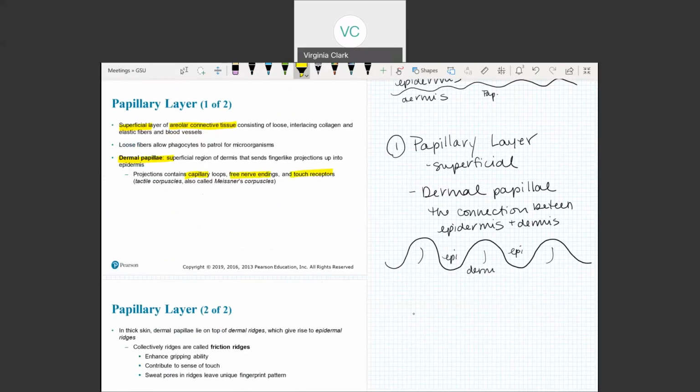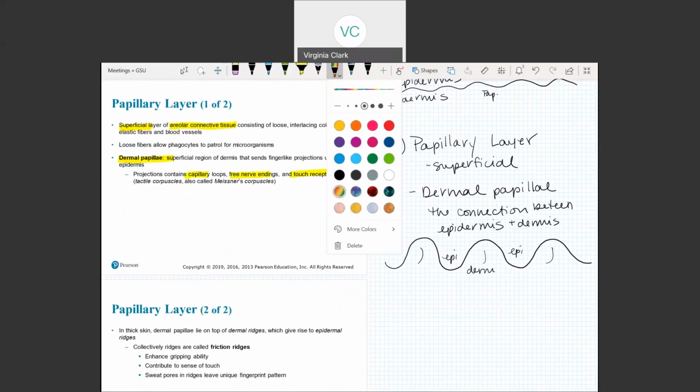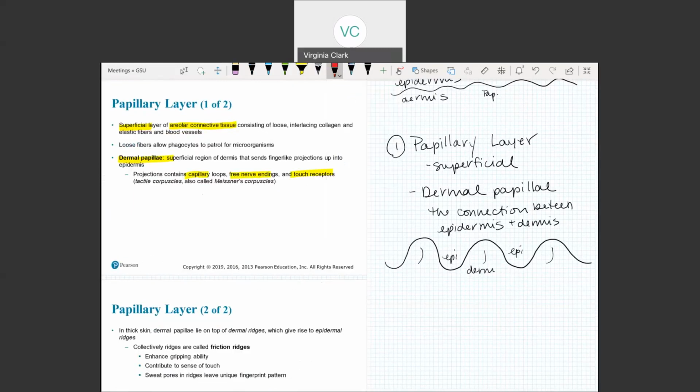What's also cool about this is that this is where you will find your blood. As a reminder, your epidermis is avascular, whereas your dermal layer is not. So if I'm going to have my blood supply here, I'm going to have to take this blood up through my epidermal layer. So this is where you will actually have the vascularization for the entire skin.